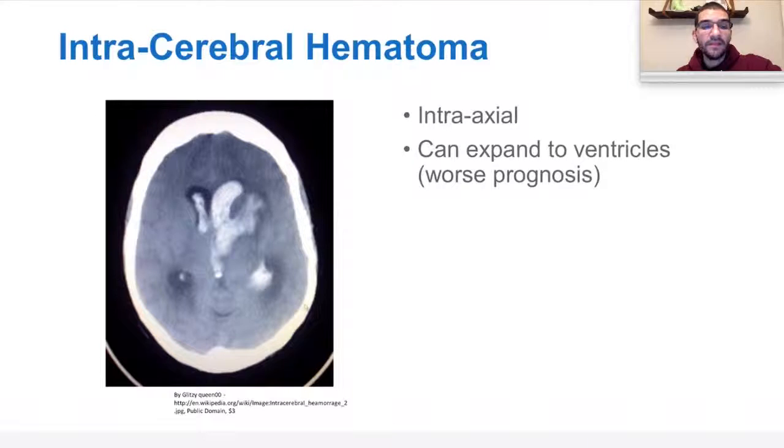You can see these black spots, and those are part of the ventricles. You can see the blood is in the ventricles, and you're going to get a significant hydrocephalus as a result of this. This is a very poor prognosis.